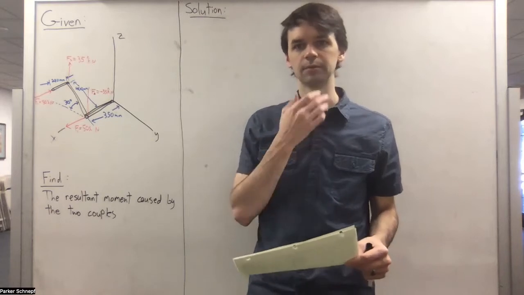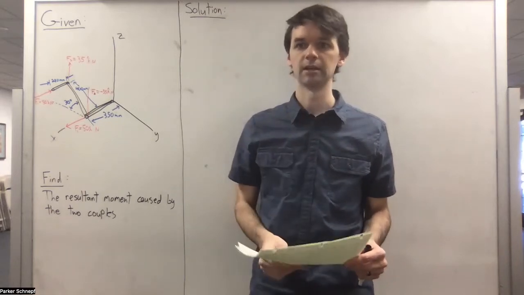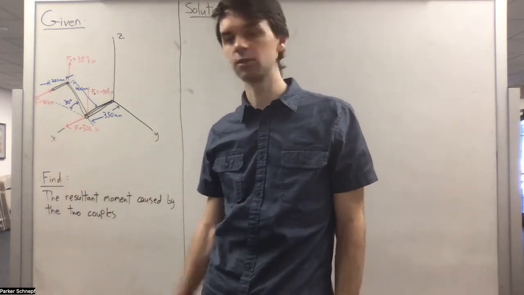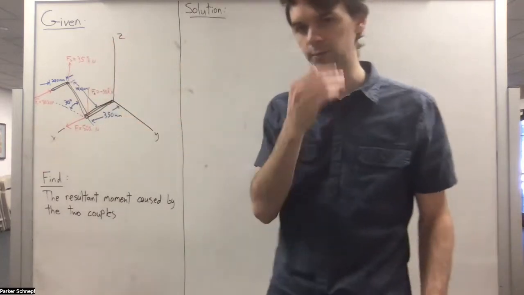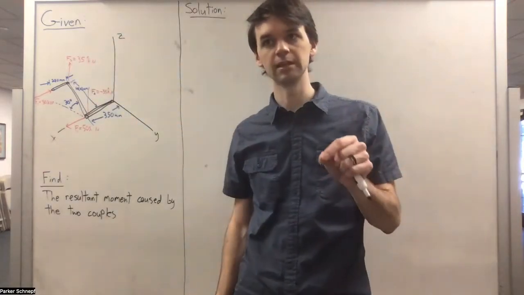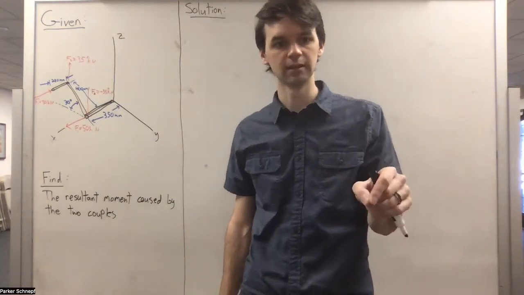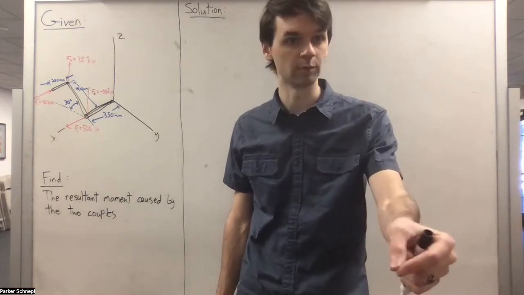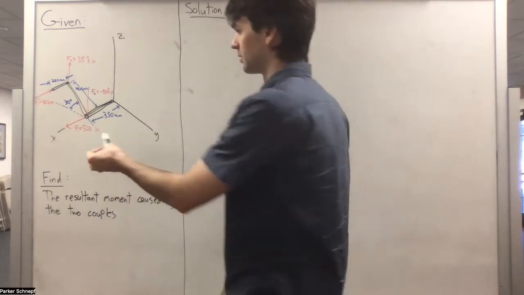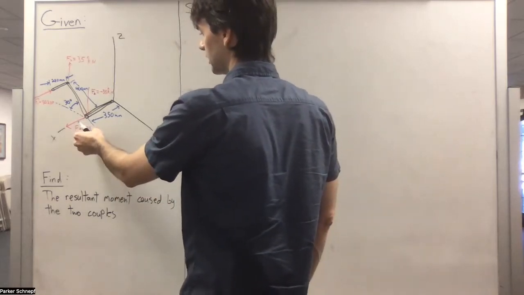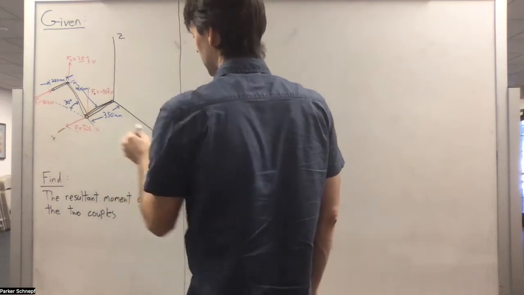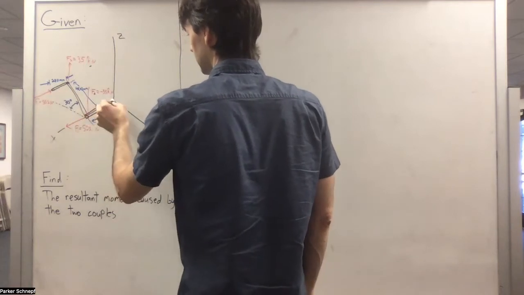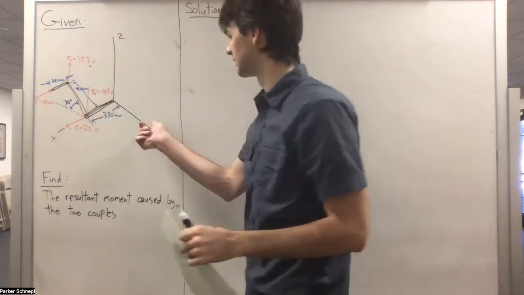Couples have some interesting properties. One of the most interesting is that when you're solving for the moment caused by a couple, you can pick any point that you desire anywhere in the system, and you will get the same answer. Before, we were always finding the moment about a specific point caused by a force, and if you picked a different point, you'd get a different moment. That's not the case with couples. If we're trying to solve the moment caused by these forces F1, I could pick here, here, here, or here. It doesn't matter. I'm going to get the same moment.